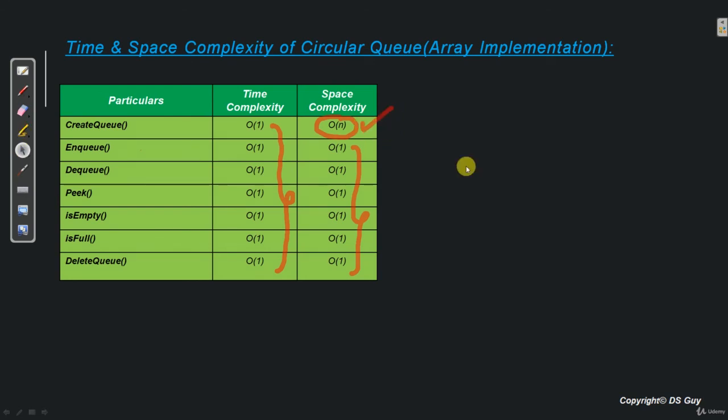Fine. So with that we come to the end of the circular queue chapter. The array implementation is available in Java language in the resource section. In case you need it, please have a look there.